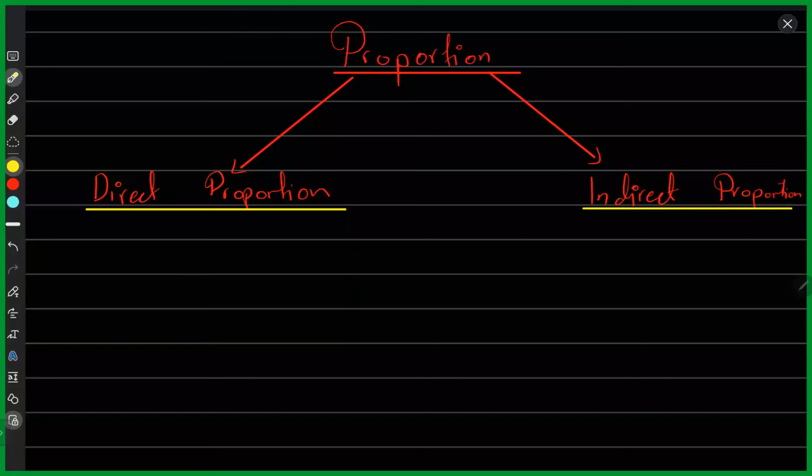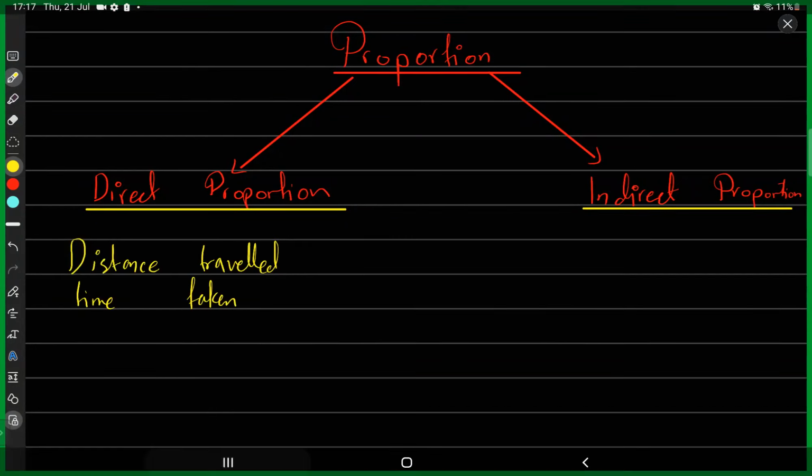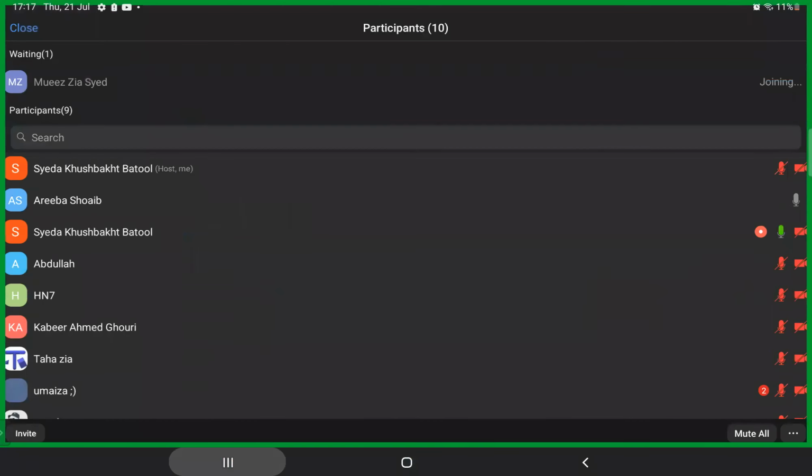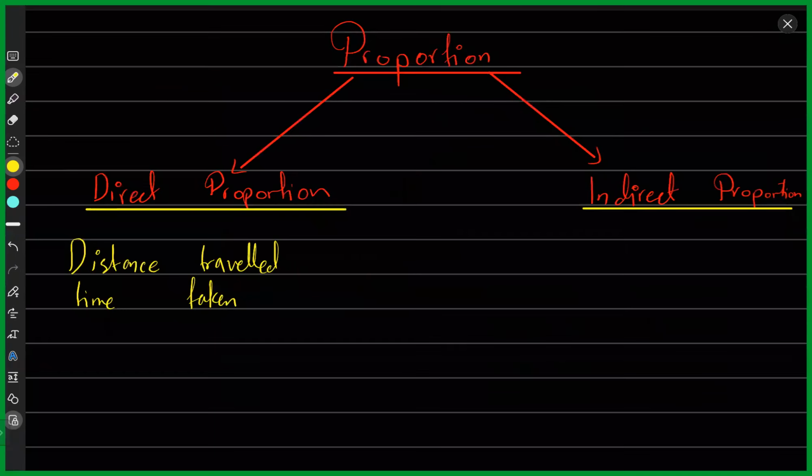For example, in direct proportion, let's talk about distance traveled and time taken. Ma'am, I'm so sorry, my net just got disturbed. Can we repeat the proportion one? Definitely, definitely. Just give me 1 second. Let me admit one student. Yes. Okay, let him join properly and then I'll talk about it again.